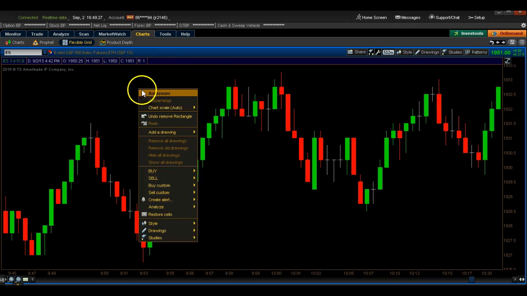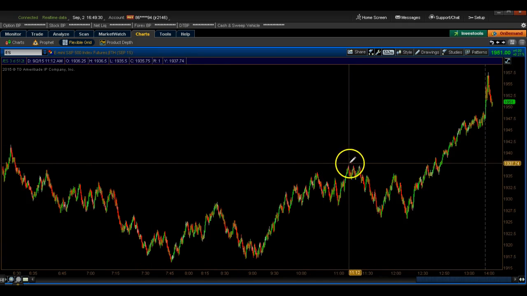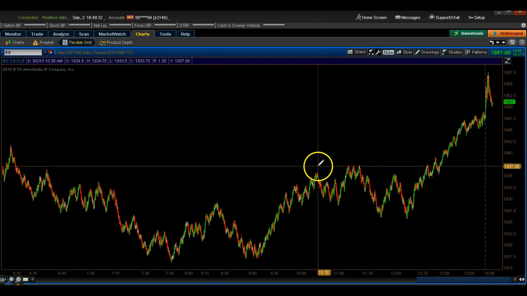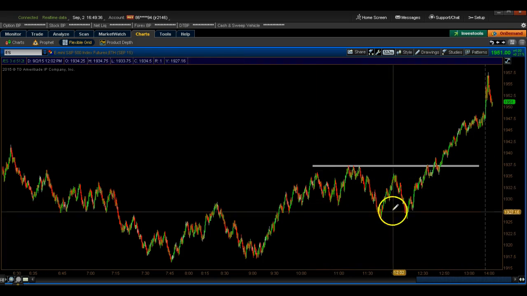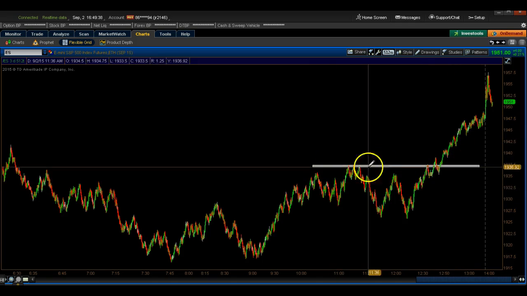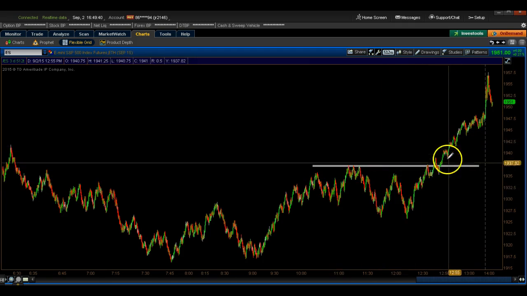But again, watch support, watch resistance. Right here, triple top, that's a support level. Or sorry, a resistance level, right? Once we break above, this now should become a support level.